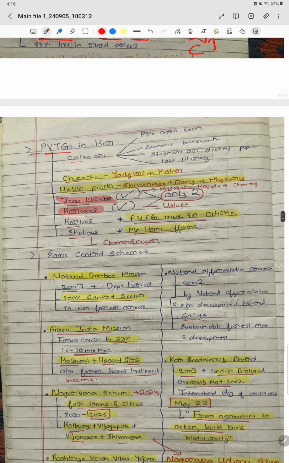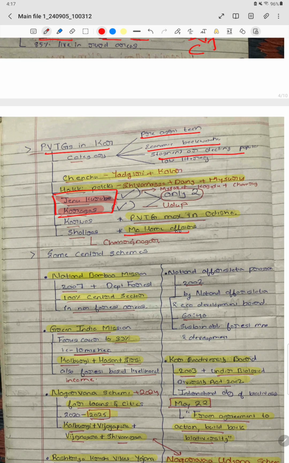Then we have to also know the PVTGs in Karnataka. There are basically two PVTGs in Karnataka, the Jenu Kuruba and Koragas. They are mainly found in Kodagu district and other parts of Mysore, Chamarajanagar and Udupi also. Another important fact about PVTGs is they are mainly governed by the Ministry of Home Affairs, not the Ministry of Tribal Affairs. And the PVTGs are maximum in Odisha. What are the characteristics of these PVTGs? Pre-agrarian technology, economic backwardness, stagnant and declining population, and low level of literacy.